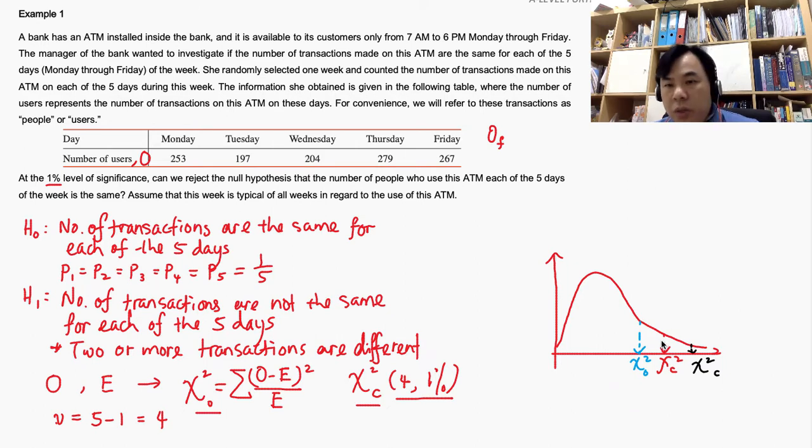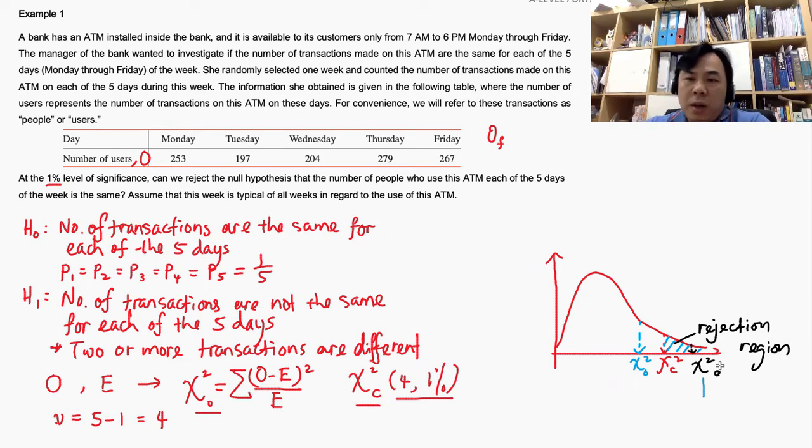Now the region to the right of the critical chi-square value is known as the rejection zone. So if the observed chi-square value falls in the rejection region, then we will have sufficient evidence to reject the null hypothesis. In that event, we can conclude that two or more transactions are different for each of the 5 days of the week.